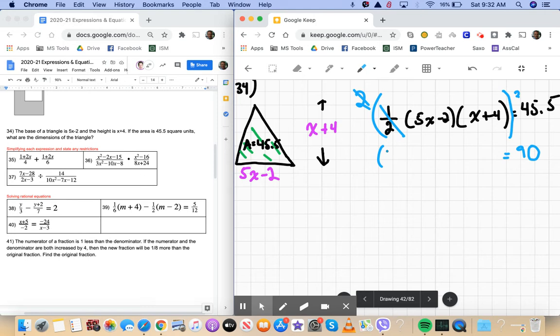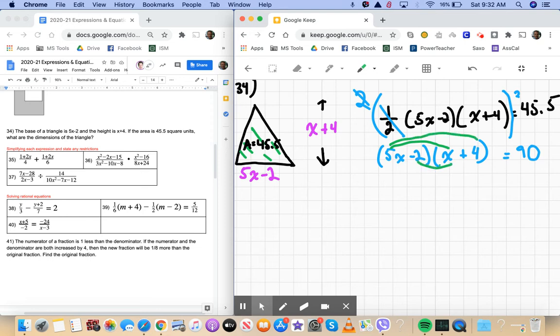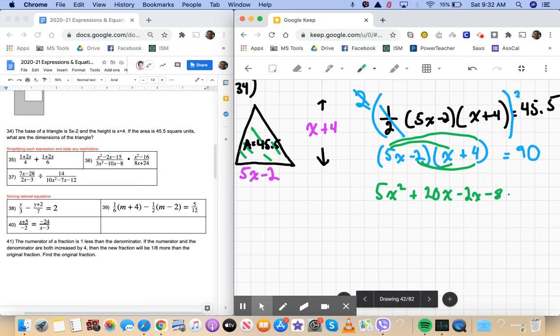And here we just have this binomial product, 5x minus 2 times x plus 4. Okay, so we're going to go ahead and expand. So a distributive property. So we got 5x times x. That gives us 5x squared. And plus 20x minus 2x. And then minus 8. And then minus 90, I guess, is equal to 0. Okay, I just did that in one step there.